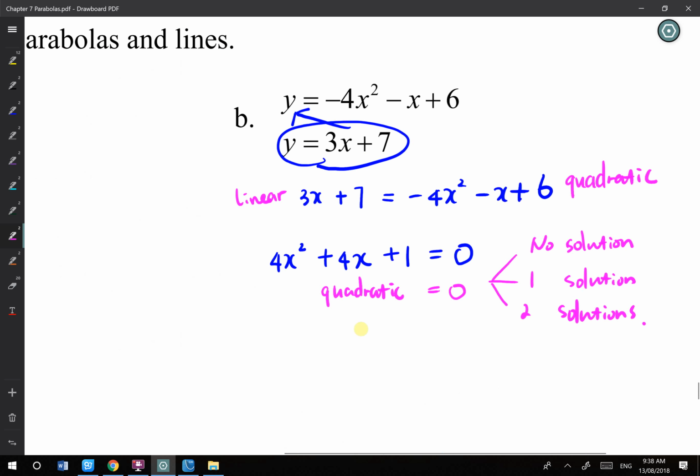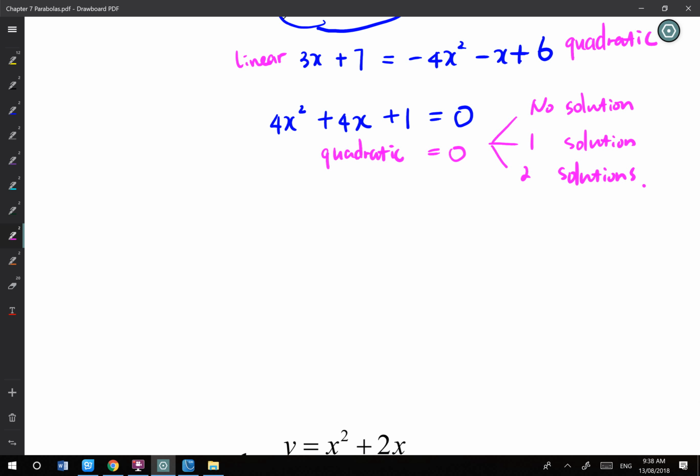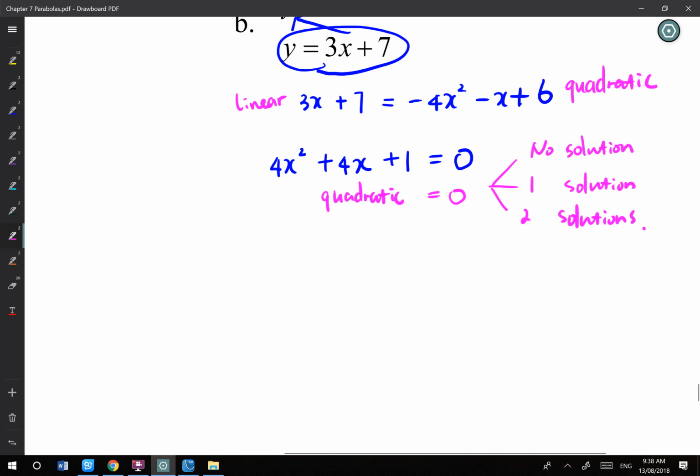How many solutions can I solve out here? How many points of intersection will we have? Is that right? Yes? Okay, this is important. We will need this later. Remember that, because we'll use this fact later to solve something else.